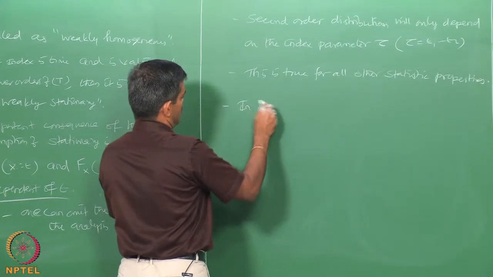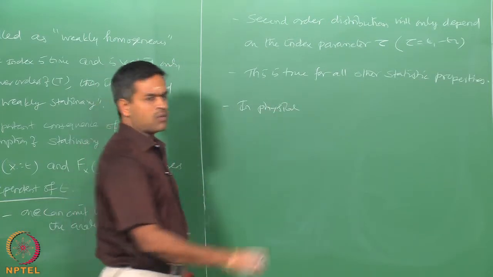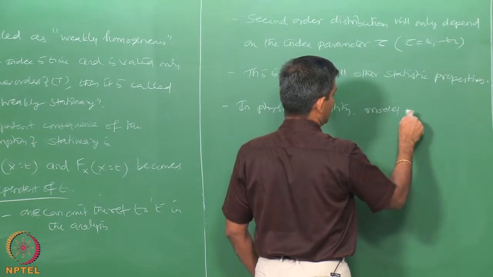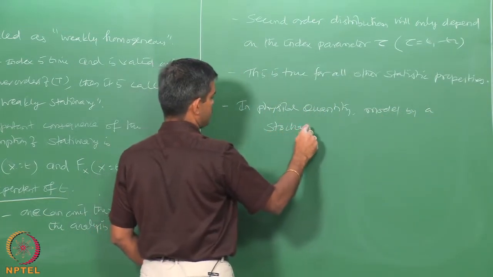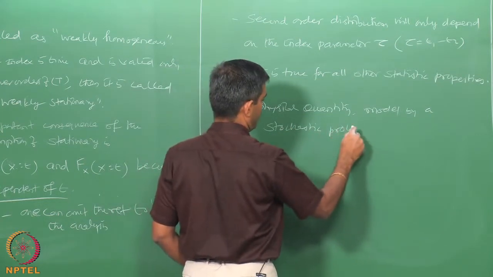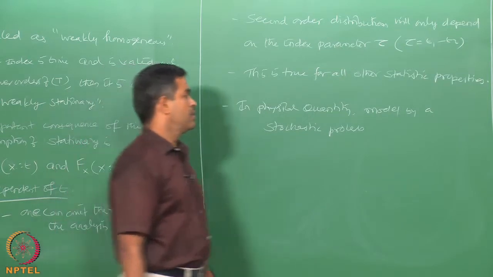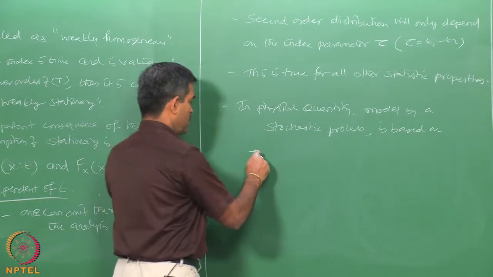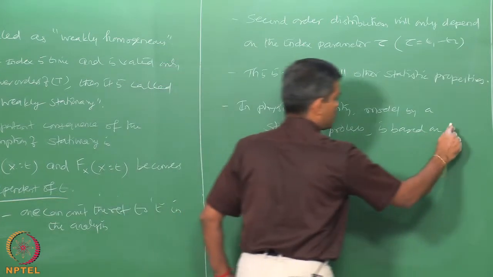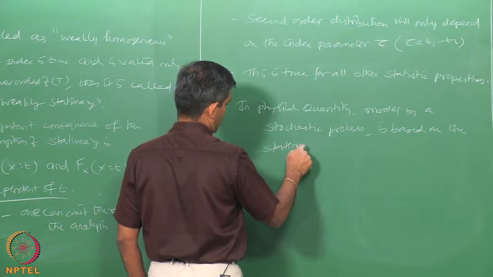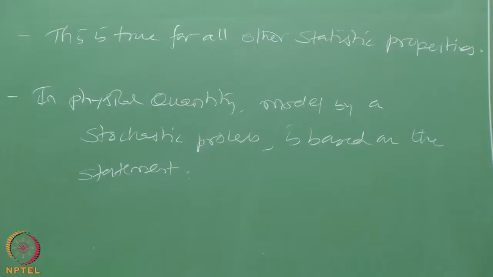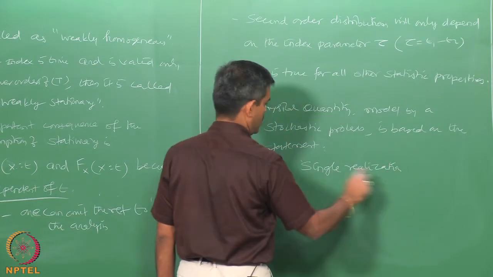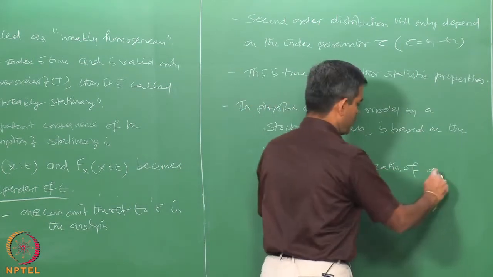So, in physical quantity, if you want to model the quantity by a stochastic process, then it is based on an important statement that it depends on a single realization of a stationary process.